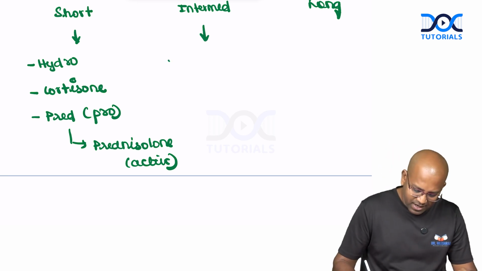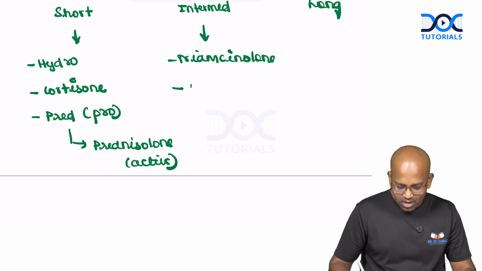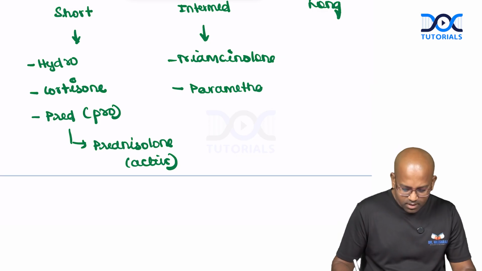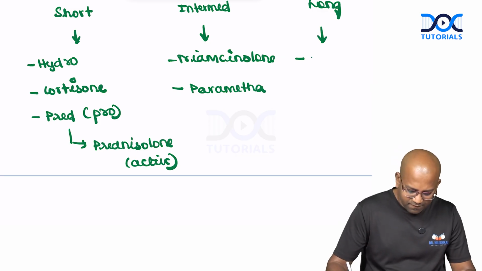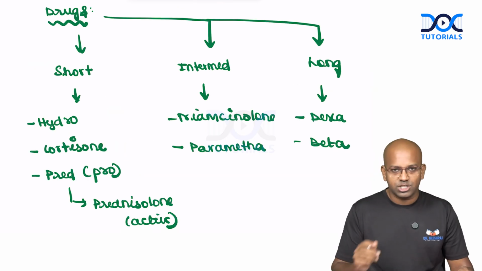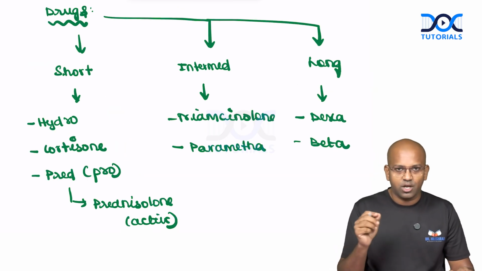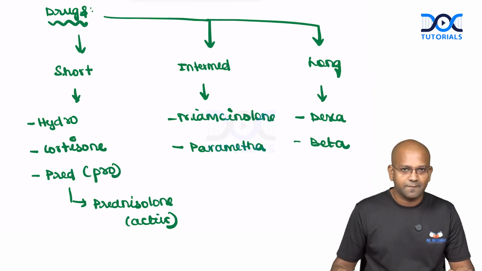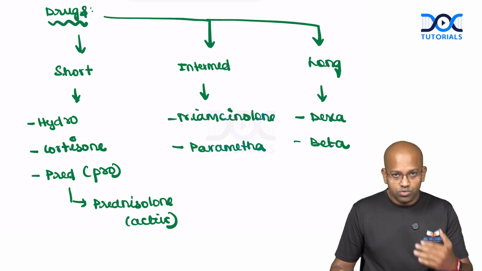Among intermediate acting drugs, we have triamcinolone, a very commonly used drug in orthopedics. We administer it directly into the joints, guys. Also, we have paramethasone. Among long-acting drugs, we have dexamethasone and betamethasone. These are all the short, intermediate, and longer acting corticosteroids which we have in practice. Now let's look into the uses of these steroids.